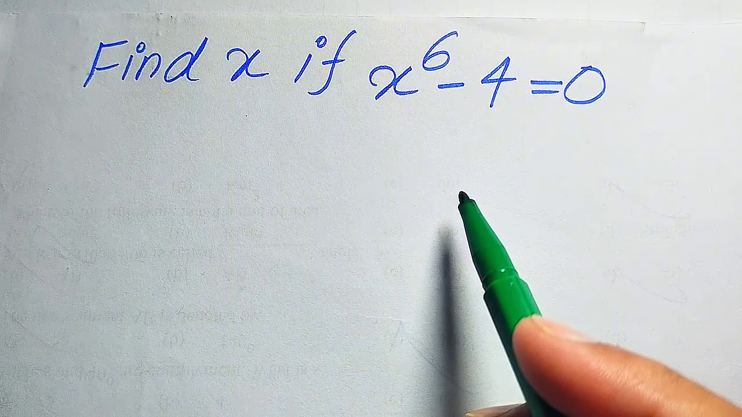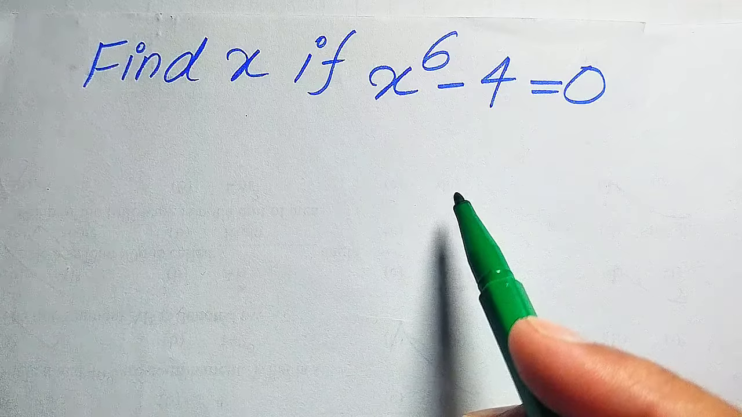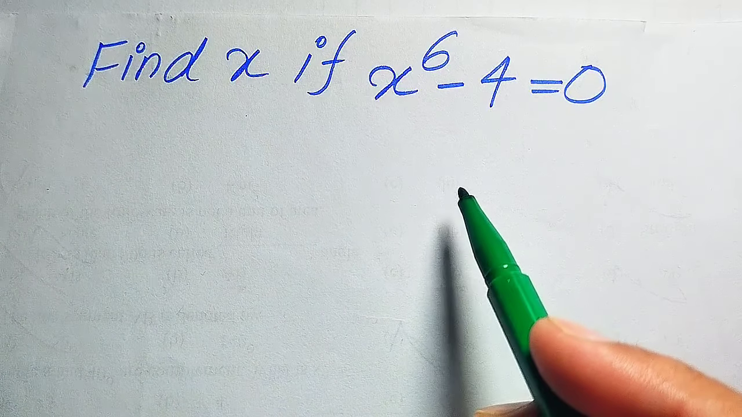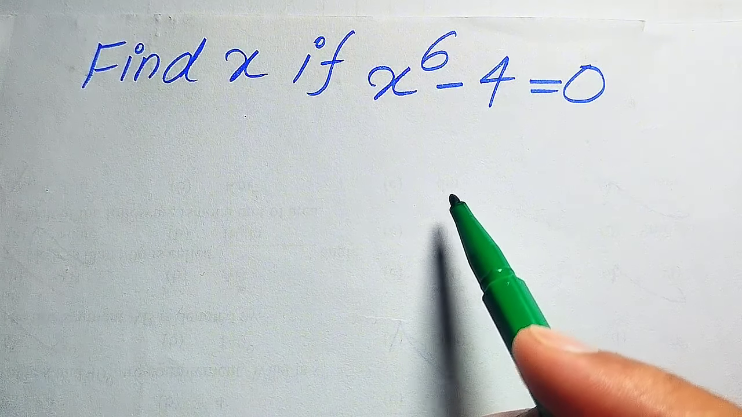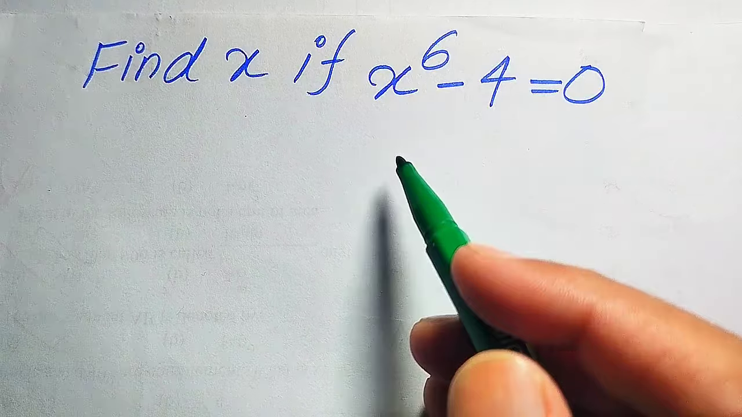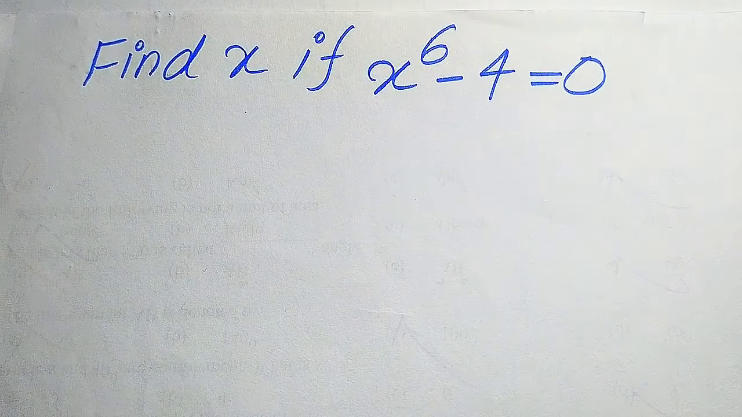We know that if an equation has degree n, then this equation has n or fewer roots. So it means that this equation has 6 or fewer roots. So we need to find all those roots.